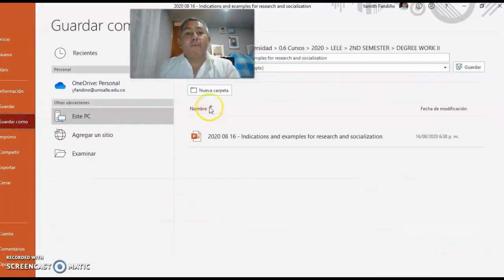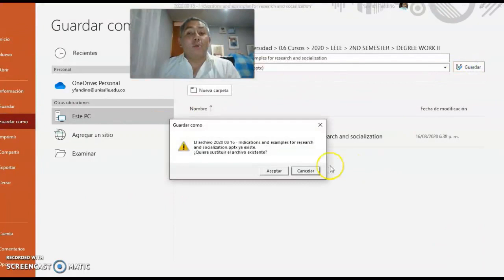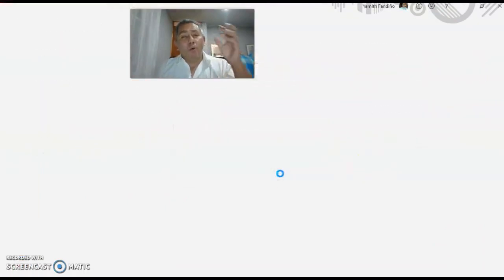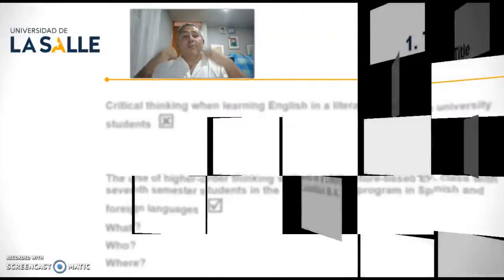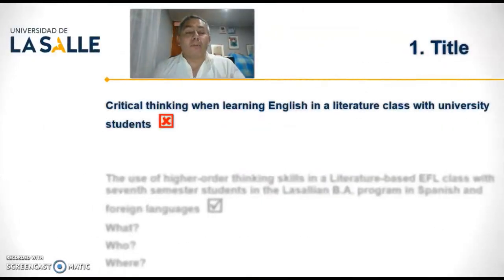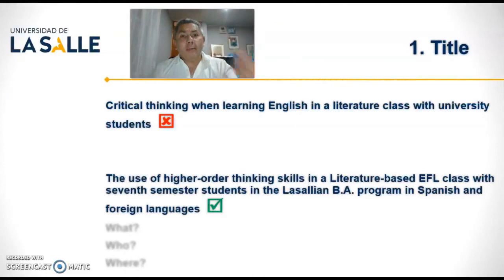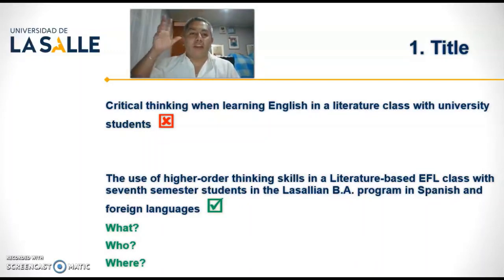It also helps one identify who you want to work with, who you are planning to study, to observe, to interview, etc., and where, in what context. So it has three characteristics that I have found are useful whenever you come up with your title. A what? In this case, the use of higher order thinking skills.